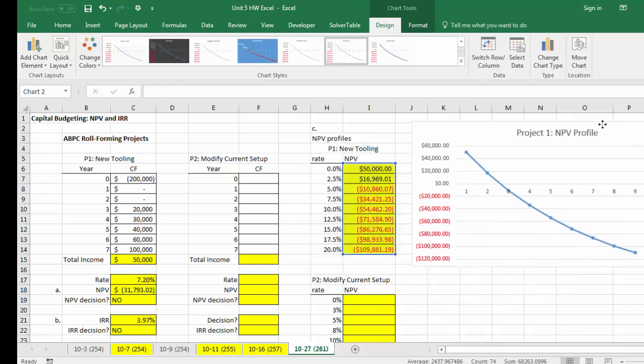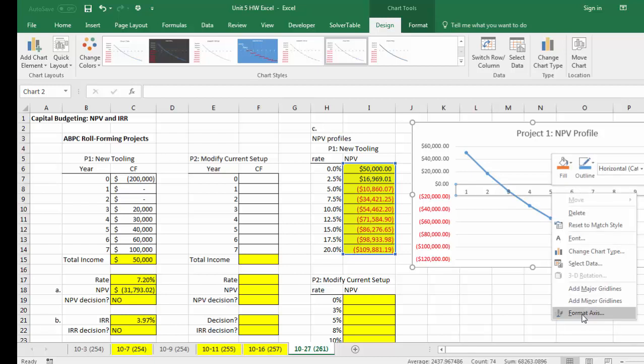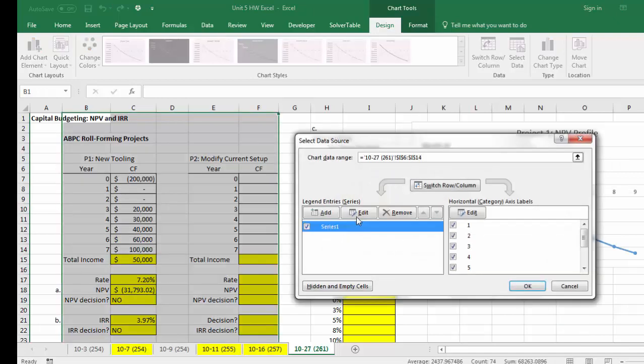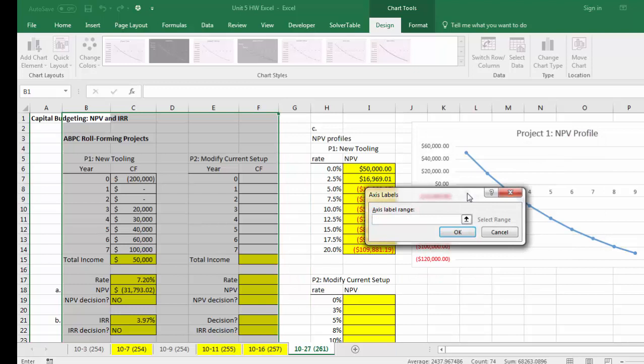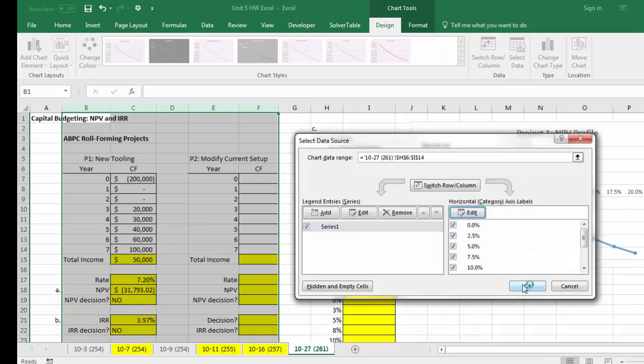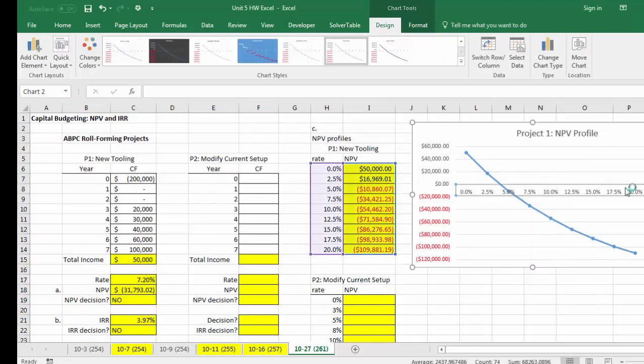That would work okay. But I should have here on the horizontal axis, I'm going to click on that and select data. And I'm going to edit the series. Whoops, I'm actually going to edit my horizontal axis labels to be the percents used for the discount rates here. And there we go. Now those show up as the proper percentages.